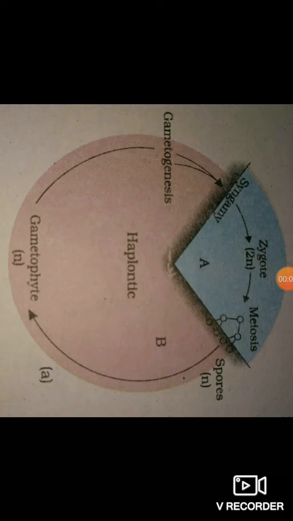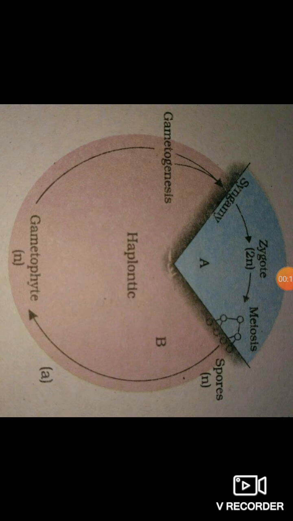Today I will teach you Class 11th Biology, Chapter Plant Kingdom. Dear student, we have discussed in previous classes how to briefly describe the life cycle of angiosperm. In the last topic, we discussed the life cycle and alternation of generation.